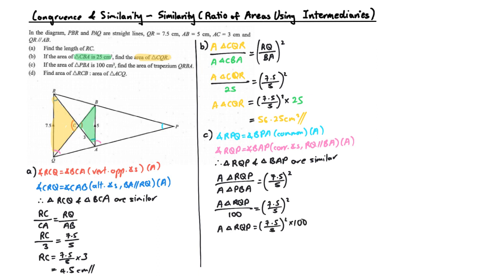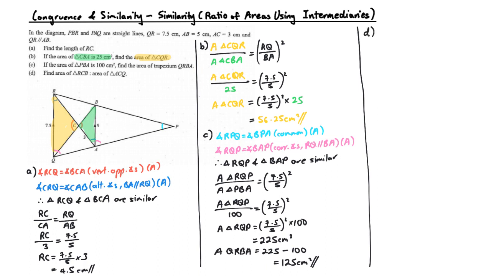Now some students like to actually simplify this, but I just leave it because that's not the final answer anyway. And I'll press the calculator and let the calculator do the work. So this will give you 225 centimeters squared. So the area of QRBA will be 225 minus 100. That will give you 125 centimeters squared. So that's the answer for C.